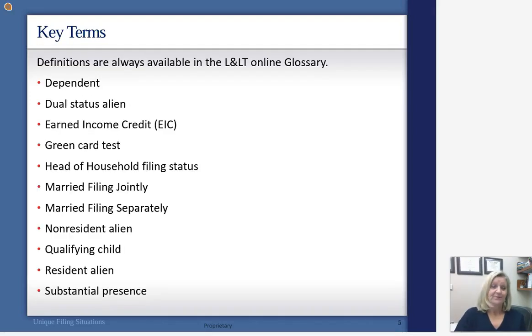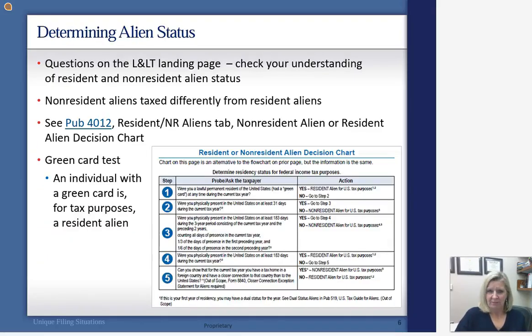All right. So again, the definitions of all of these things are available in the Lincoln Learn online glossary. We are focusing here on resident versus non-resident and who can be claimed as dependents.